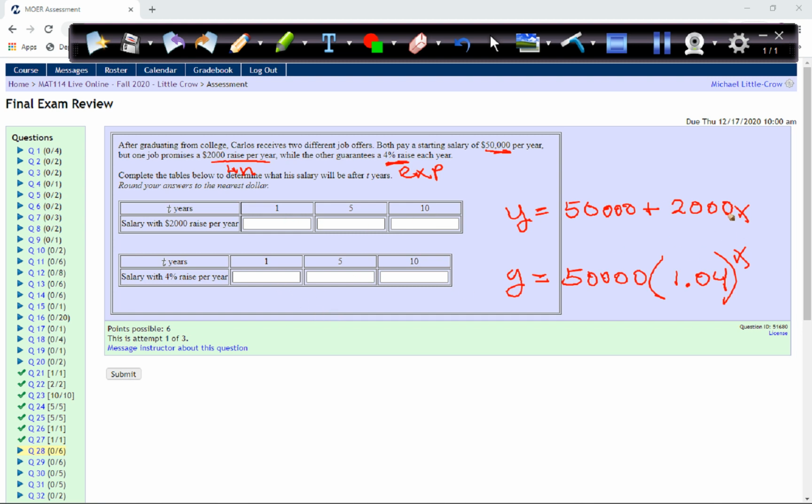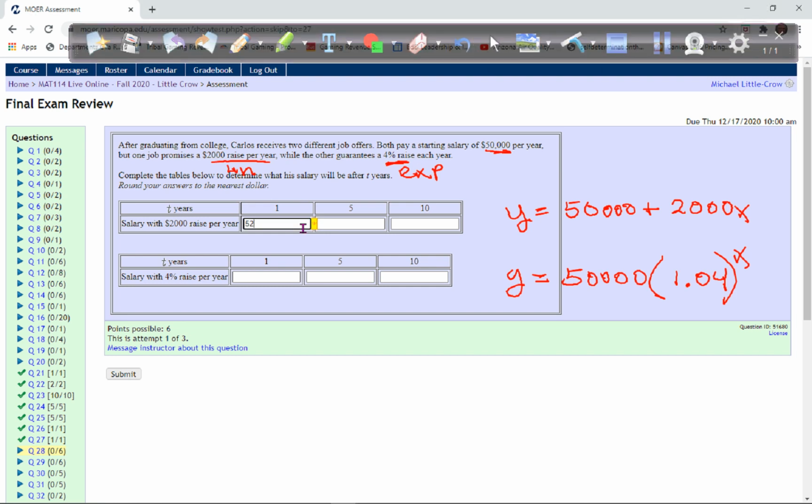So for the first one, we could plug in 1, so 50,000 plus 2,000. This is really at the end of the first year. Carlos will be receiving 52,000. After 5 years, well, let's look at this calculation, would be 5 times 2,000. 5 times 2,000 is 10,000. 10,000 plus 50,000 is 60,000. And finally, after 10 years, 10 times 2,000 is 20,000. 20,000 plus 50,000, that's 70,000.